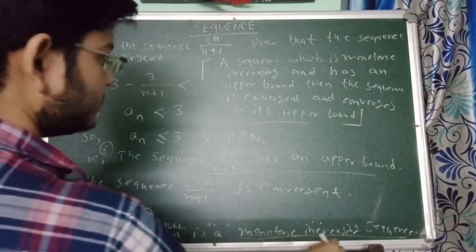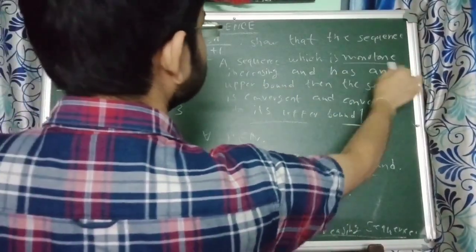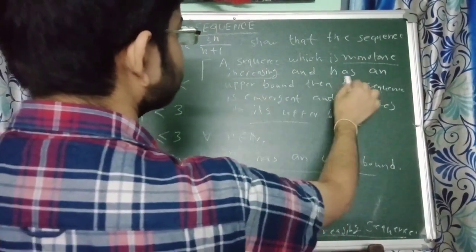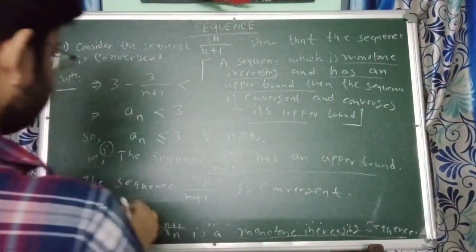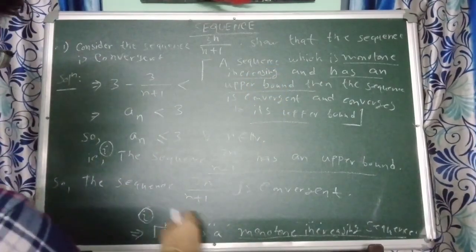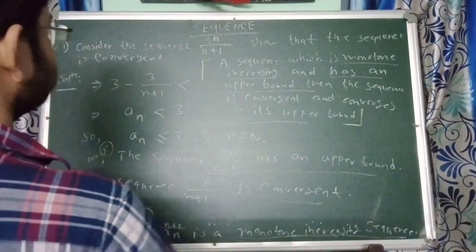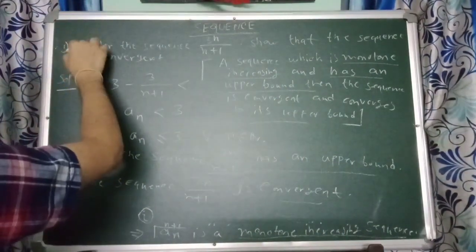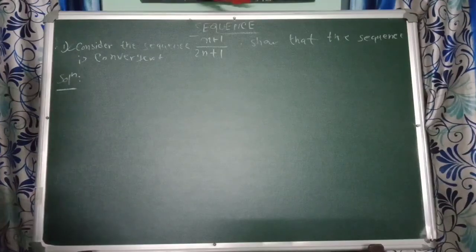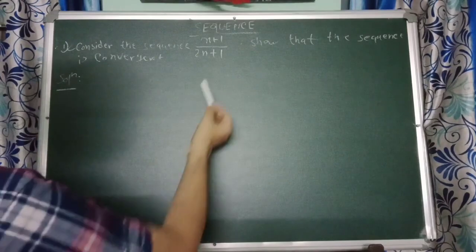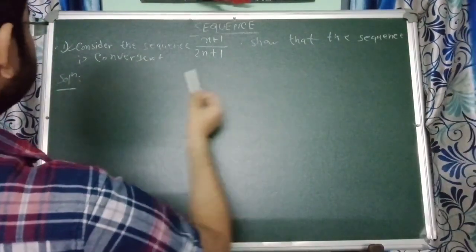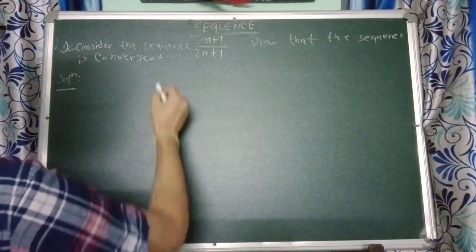The sequence is monotone increasing, and the sequence has an upper bound. Then, using this statement, we claim that the sequence is convergent, and hence the proof is complete. Next, we discuss the question. Consider the sequence n plus 1 divided by 2n plus 1. We now show that this sequence is also convergent.